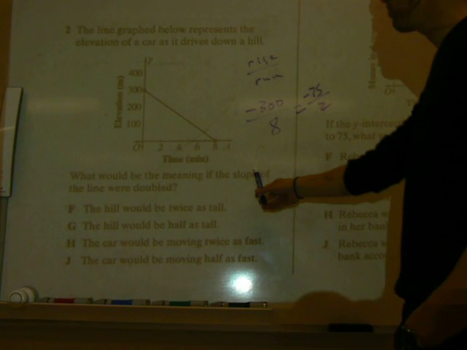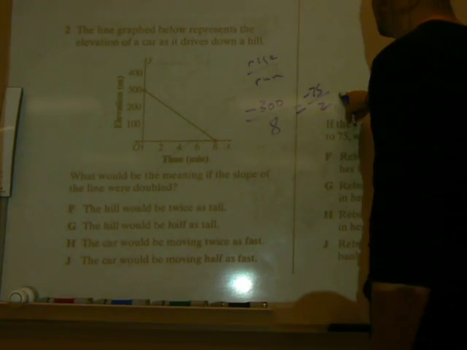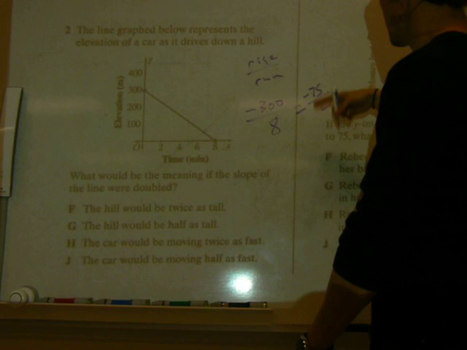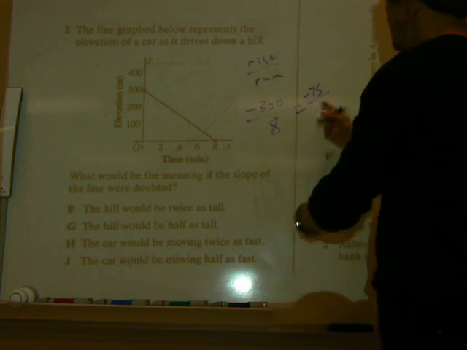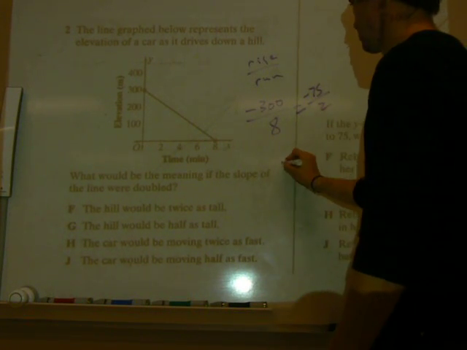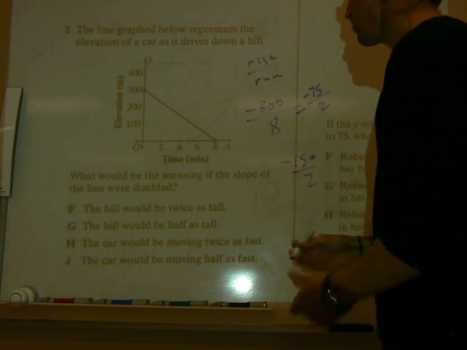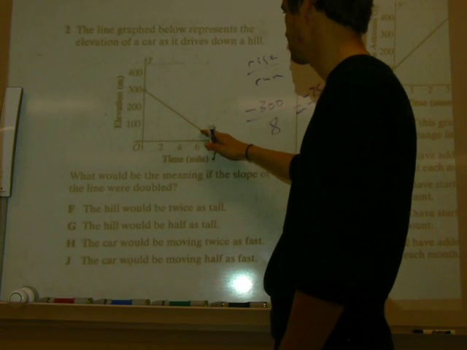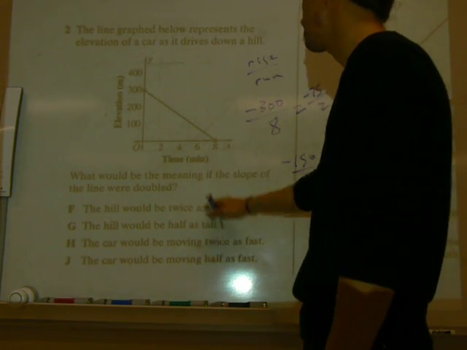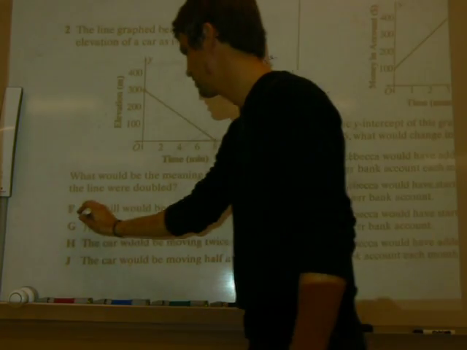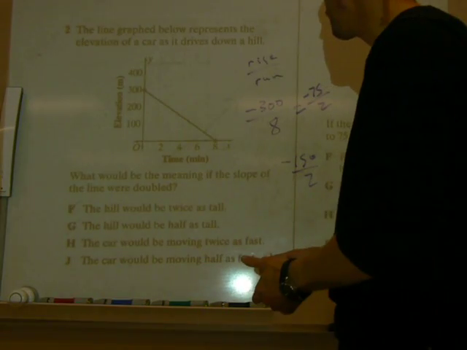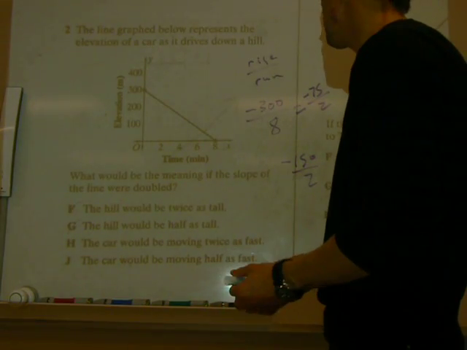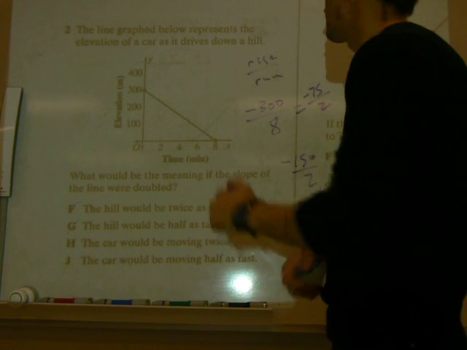Okay, so now, if the slope were doubled, you're going to take this negative 75 over 2 and double that, okay, which is going to be a negative 150 over 2, okay. So what would happen? The hill would be twice as tall? No, the slope would not affect the height of the hill, right? The hill would be half as tall? No, again, it's not going to affect the height of the hill. The car would be moving twice as fast. The car would be moving half as fast, okay.